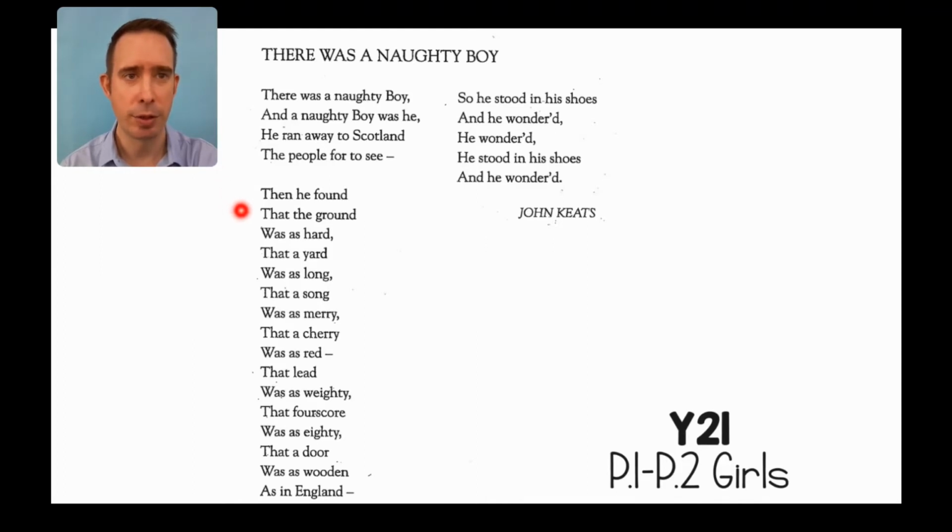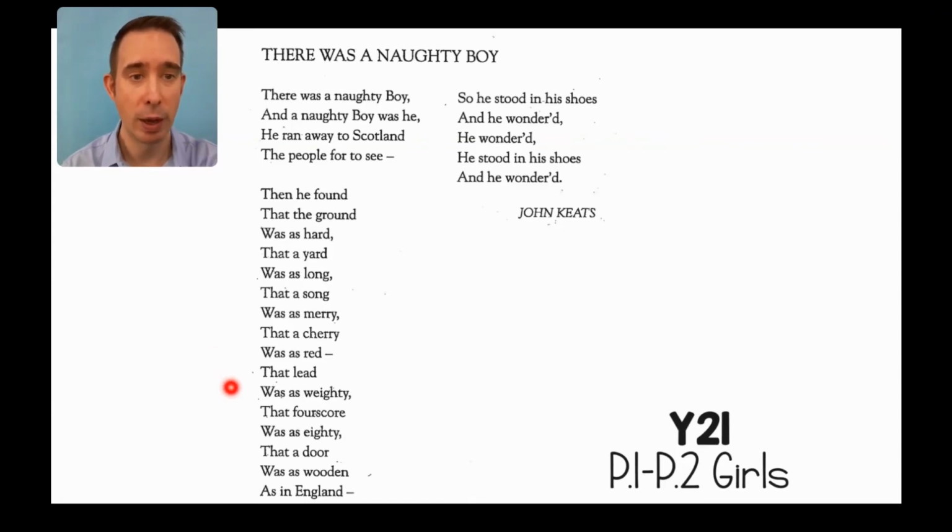Then he found that the ground was as hard, that a yard was as long, that a song was as merry, that a cherry was as red. So that big chunk right there has a lot of rhyming words. Found, ground, hard, yard, long, song, merry, cherry. Which means that we need to make sure we say those words really clearly so people can see that they do rhyme. Found, ground, hard, yard, long, song, merry, cherry. All right, we can keep going.